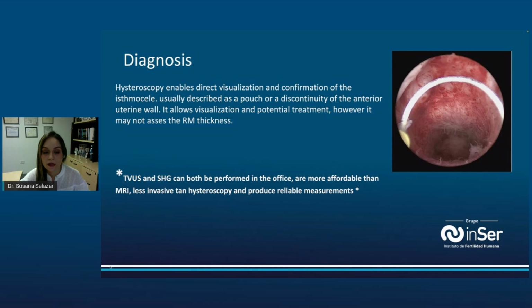Transvaginal ultrasound and SHG can both be performed in the office, are more affordable than MRI, and less invasive than hysteroscopy, and provide reliable measurements. If an isthmocele is suspected, several authors recommend SIS as a diagnostic study based on its greater sensitivity and specificity for planning surgery and research purposes.